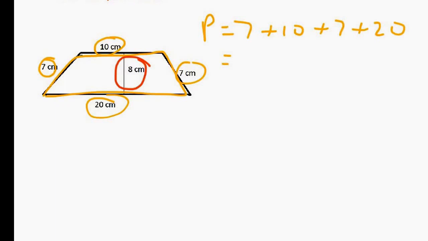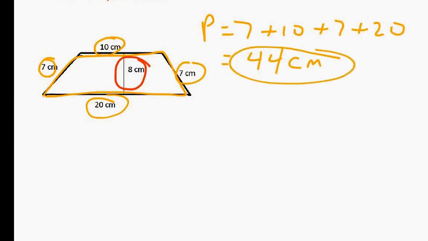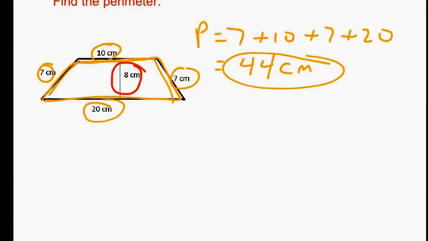Add those all up, we get what? 44 centimeters. Remember, not centimeters squared, that was when we did area. Just 44 centimeters. It's just a distance around the figure.